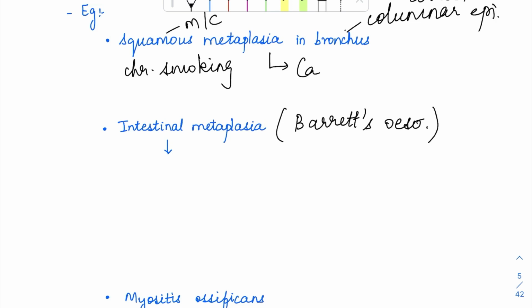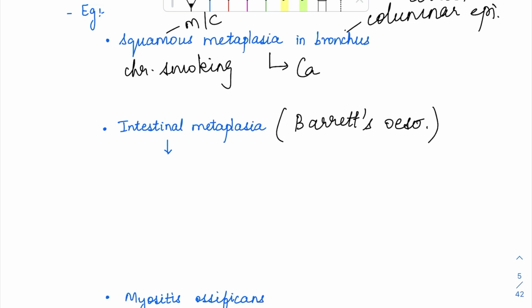The esophagus is usually lined by stratified squamous epithelium, but this acid produced by the stomach is going to be a corrosive agent. So, it is going to irritate the squamous epithelium. So, what does the esophagus do to accommodate for this insult? It is going to undergo metaplasia into an intestinal lining.